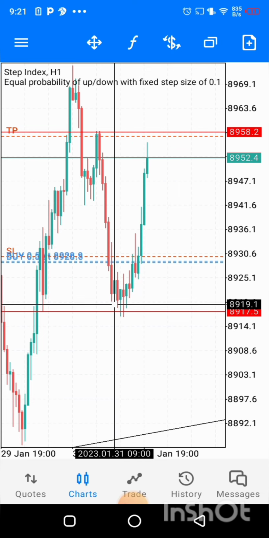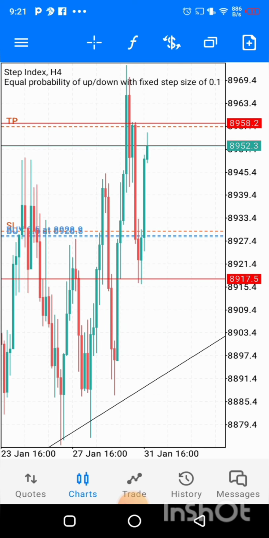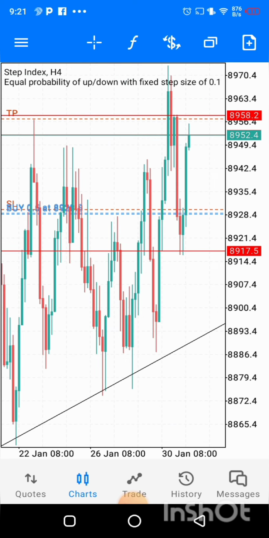Okay, so this was our entry, like I said, and why we took this trade, you can say this is a support. Okay, it's not just a support, this is a key support. Key supports are the ones you identify on the higher time frame, like the daily or the 4 hours time frame. So let's quickly check the 4 hours time frame.